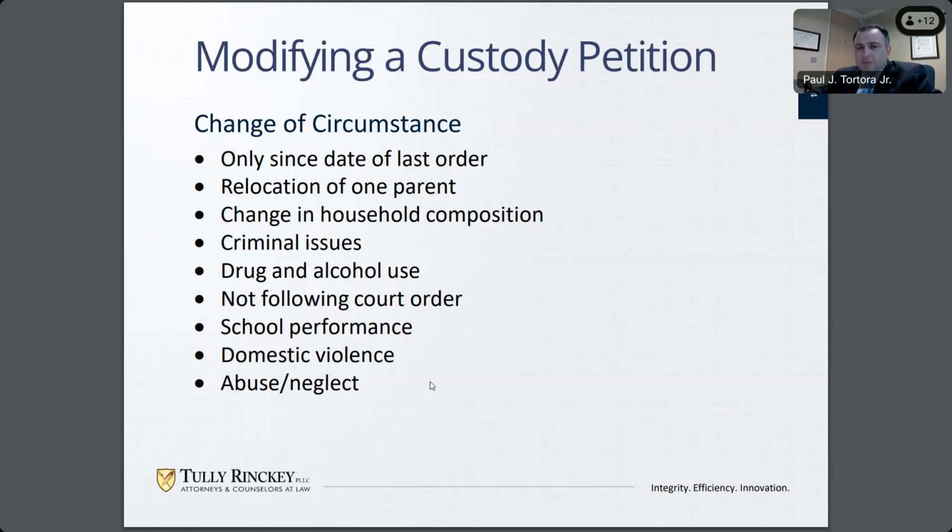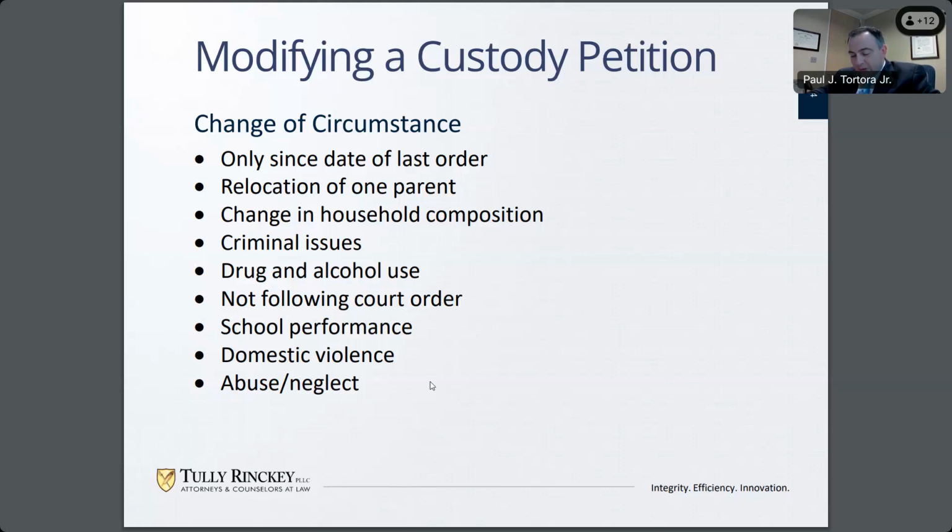Depending on if they're moving down the street, not necessarily, but if it's a distance where it's going to affect the other parent's ability to access the child and to be part of the child's life, that's certainly a change of circumstances. A common one is changing household composition. Oftentimes people have a new boyfriend, new girlfriend, they get remarried, step siblings move in, there could be new roommates, those type of things.